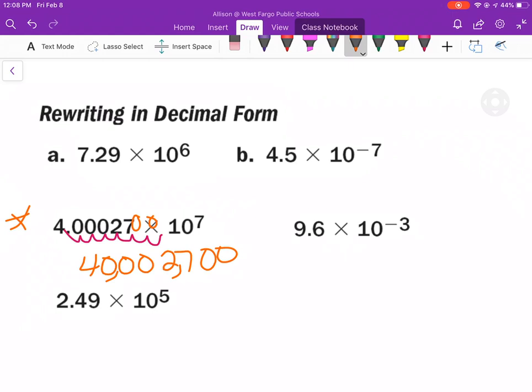If you have a negative exponent, that tells you to take the decimal and move it to the left that many places. So 1, 2, 3. Similar, fill in those blanks with zeros. So this would be 0.0096.